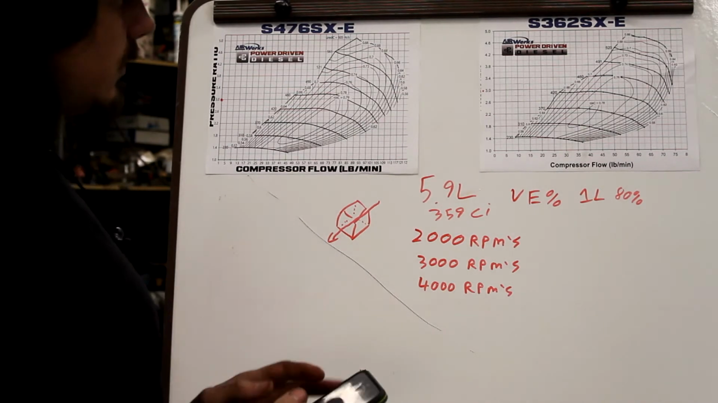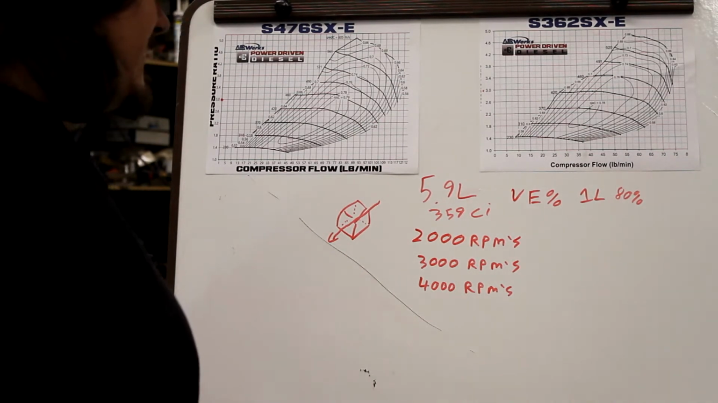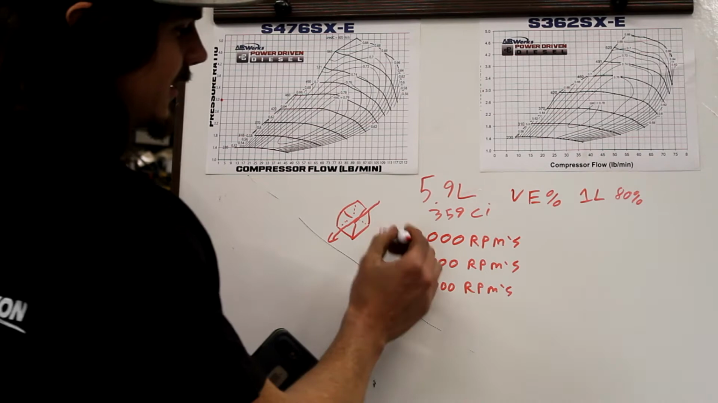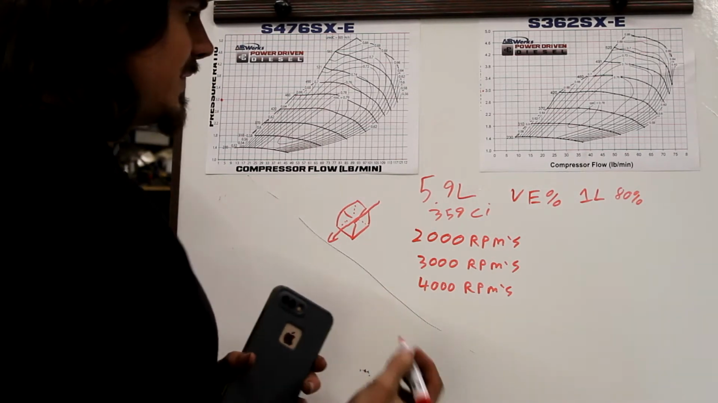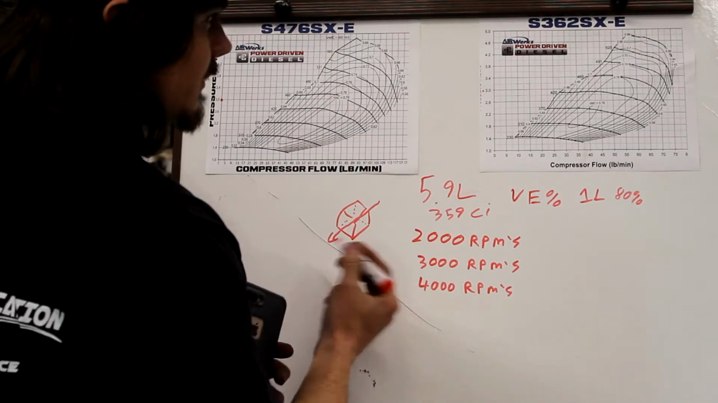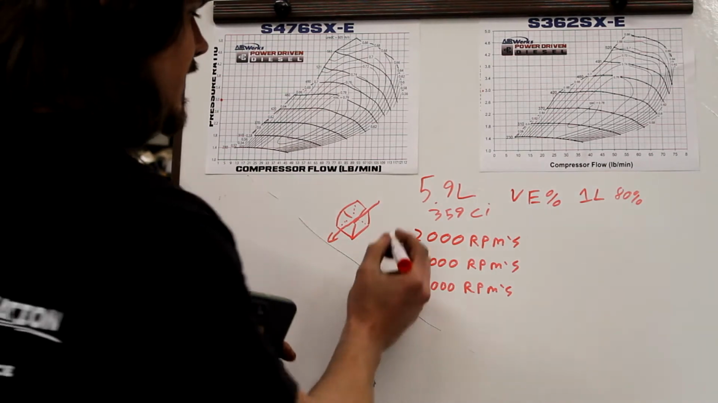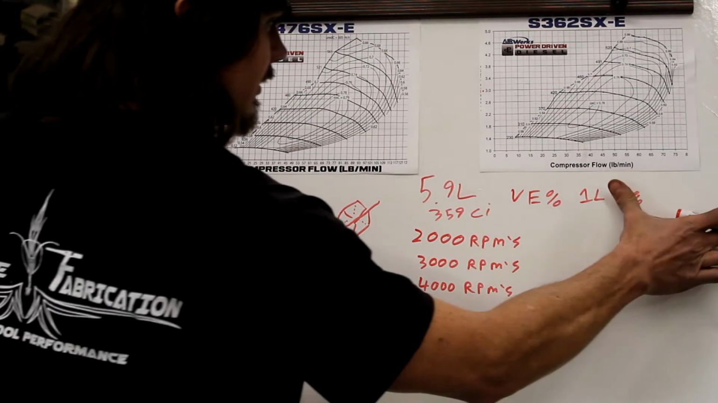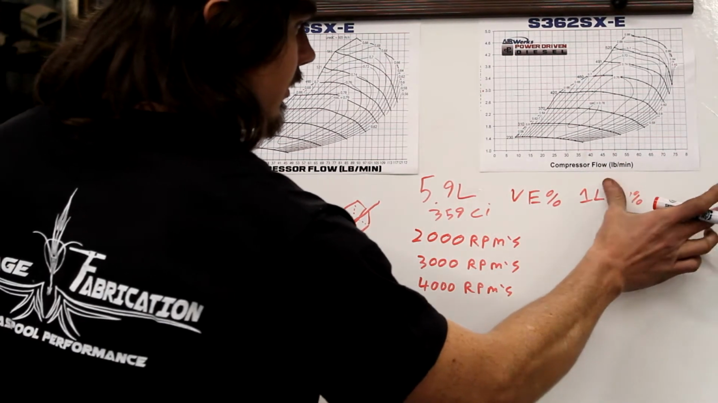Okay, it's a lot of information. Time to calculate CFM. We're going to use 85% just for all of these. That's not what realistically happens. The VE is changing, and if you change your turbocharger, the VE changes at that same RPM, but we're going to use 85%.